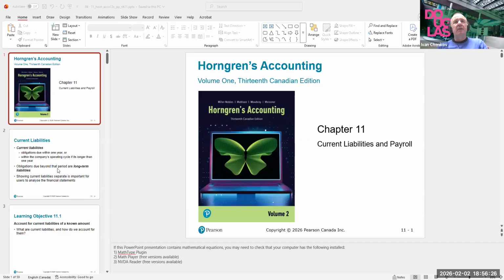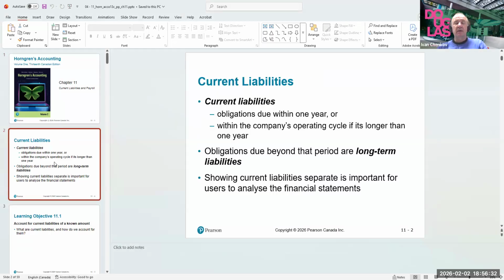Okay, current liabilities and payroll. Last time we covered the current liabilities, but let's quickly go over the current liabilities again. Liability, what's a liability? By definition, a liability is a current obligation.